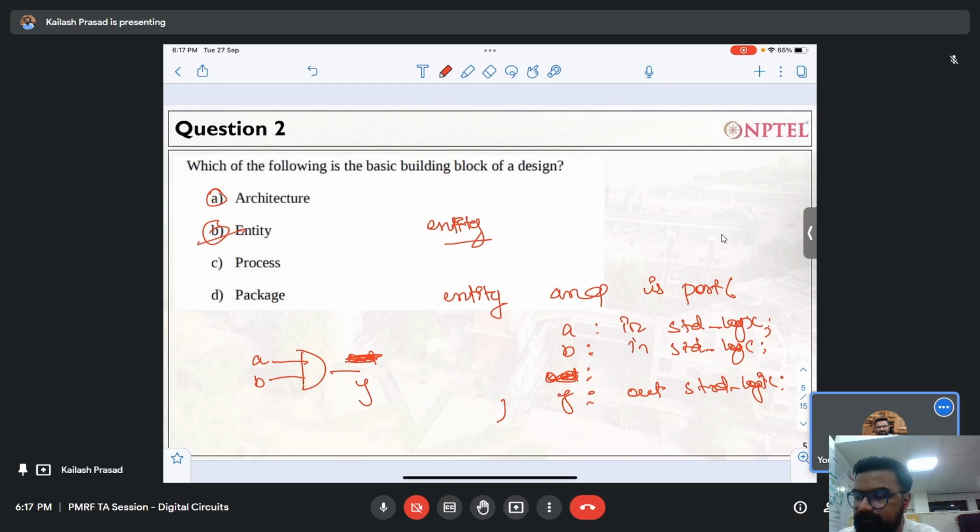Sir, can you explain more about entity? Can I explain more about entity? What do you want me to explain? I don't know about entity, so can you explain it? Okay, do you know anything about VHDL? No, sir. Okay, so do you want me to go through the VHDL first? I want to know about entity, and if that covers it, then please explain it.